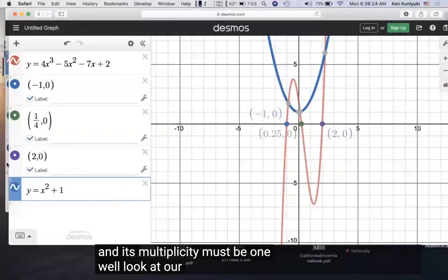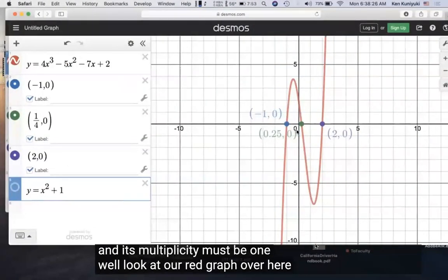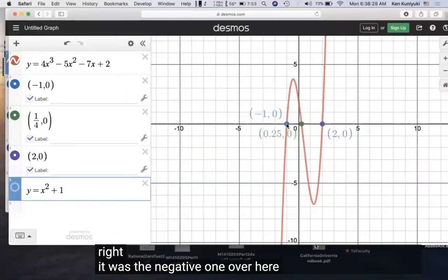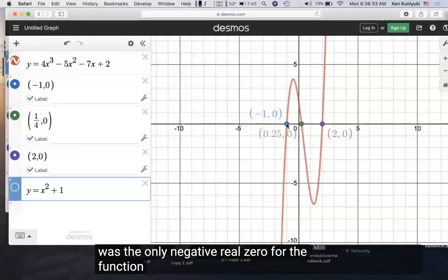Well, look at our red graph over here. It was the -1 over here. -1 was the only negative real zero for the function, and it has multiplicity 1. Notice the cut here.